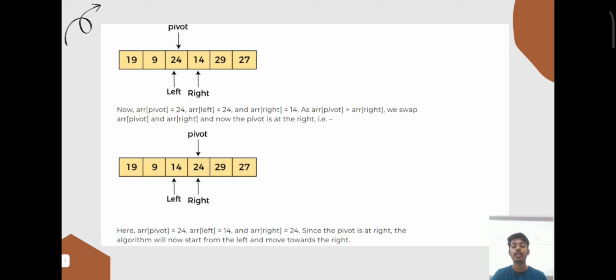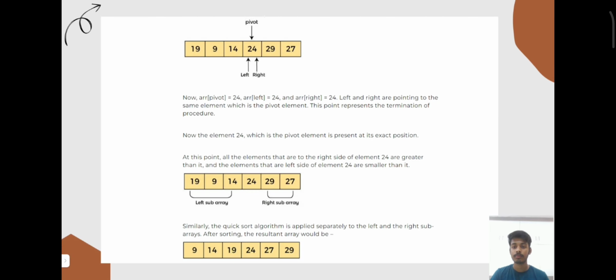Here array of pivot is 24, array of left will be 14 and array of right is 24. Since the pivot is at right, the algorithm will now start from the left and move towards the right. As you can see in the above picture, now array of pivot is 24, array of left is 24 and array of right is also 24. Left and right are pointing to the same element, which is the pivot element. This point represents the termination of the procedure.